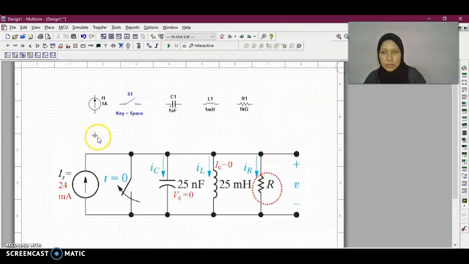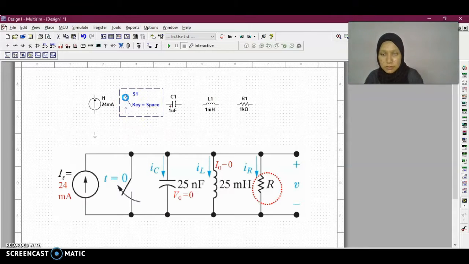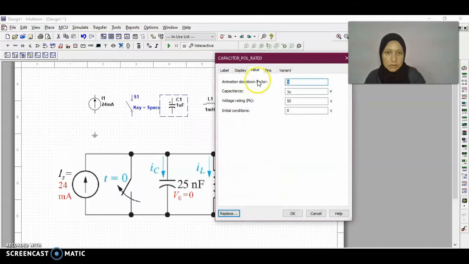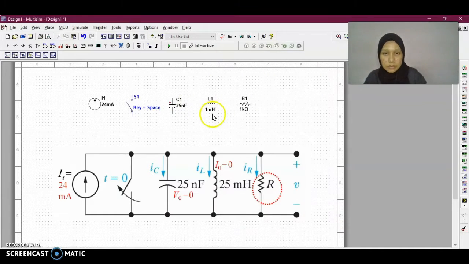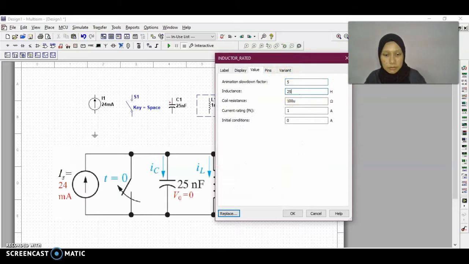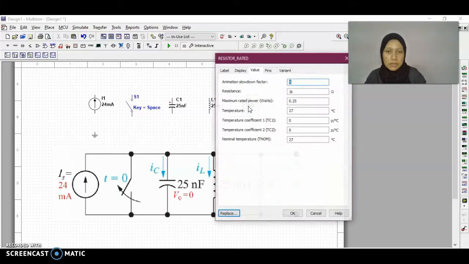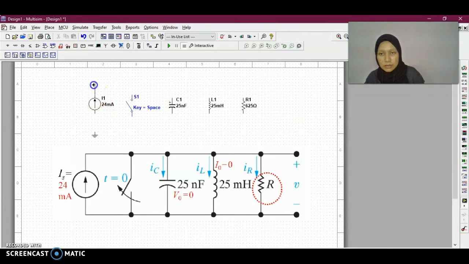Okay, so to insert the value of current source, double click at this value and then just type in the value that we want. So here is 24 milliamps, 25 nanofarad, 25 millihenry, and for the first, we are going to see the output when the value of resistor is equal to 625 ohms. Okay, and then just connect all the components.